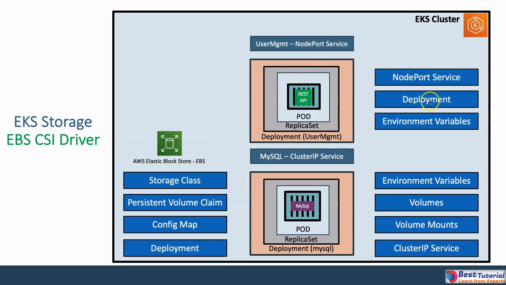We'll create a deployment with the respective environmental variables. Why do we need environmental variables in this deployment? These environmental variables will have the database information to connect to the respective database: what the DB host is, the DB username, the DB password, and the schema we are going to use. The schema we are going to create inside this MySQL database is the user management schema, which we will define in the ConfigMap, and then it will get created.